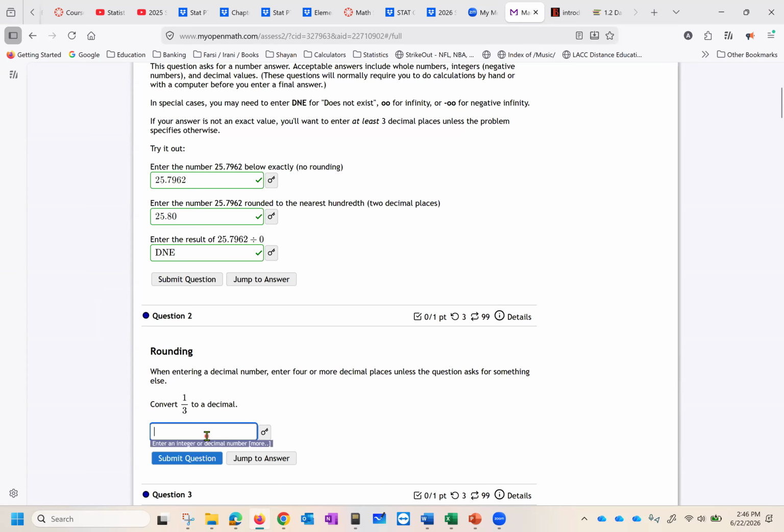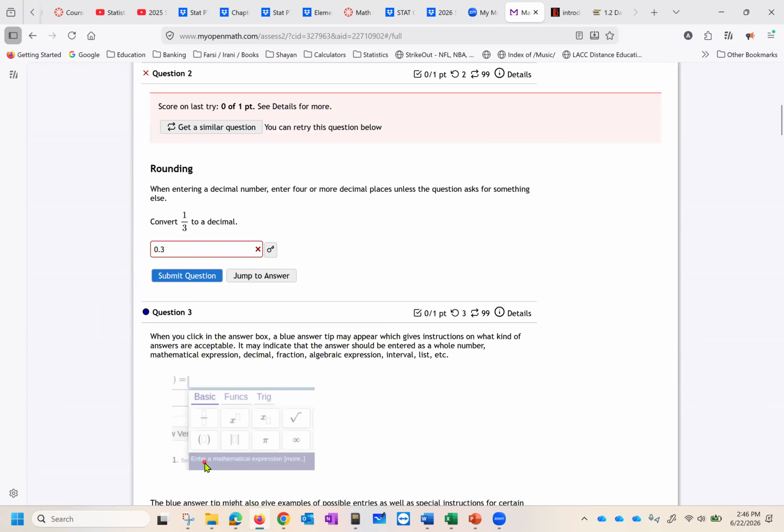Let's look at number 2. It says enter 4 or more decimals. 1/3 is 0.3 bar. Let's answer it wrong on purpose. 0.3. They want 4, but I just put 1 decimal. Notice, I submit the question, and it says it's wrong.